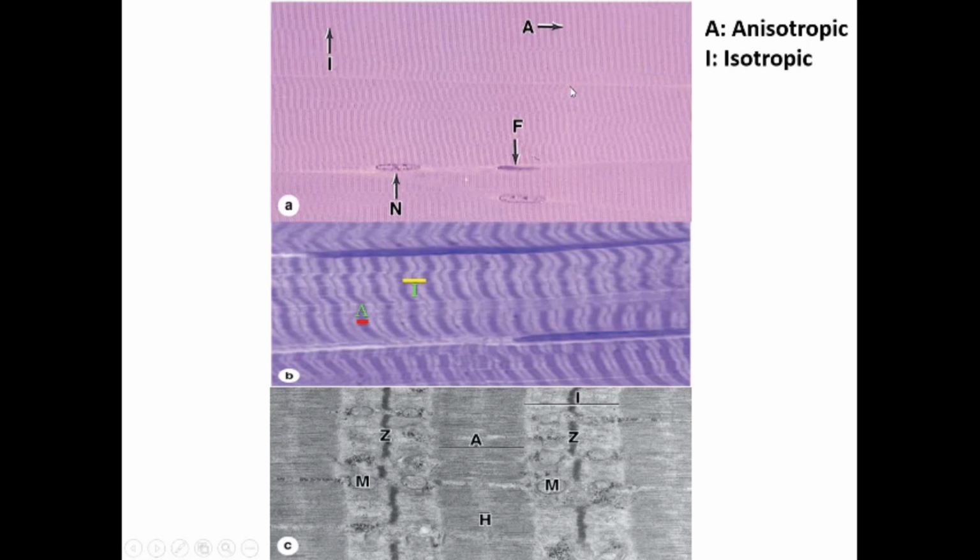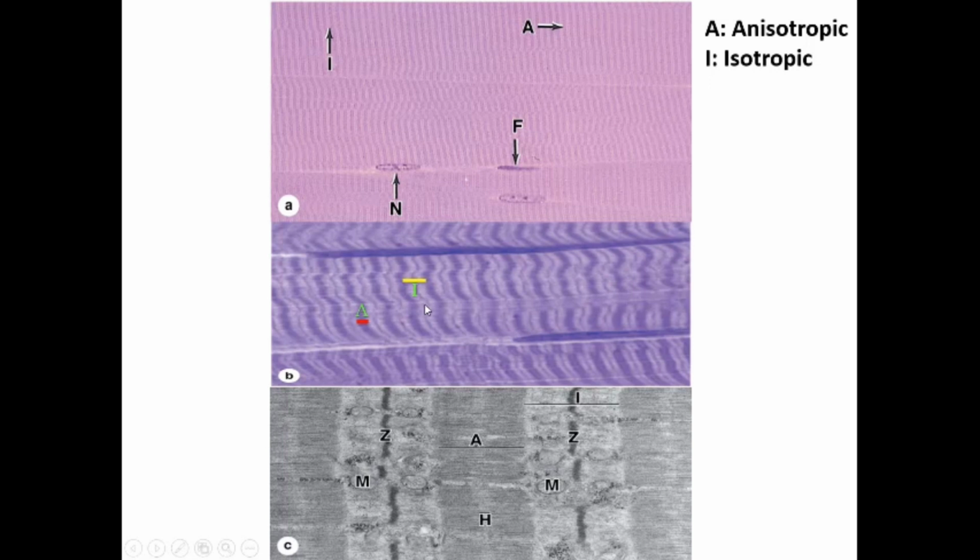The striation under the microscope appears as alternating dark and light lines. The dark line is called the A band because it changes the direction of polarized light, coming from anisotropic, and the light part we call the I band, from isotropic, which doesn't change the polarized light. With more magnification, for example, here you can see the A band and I band.